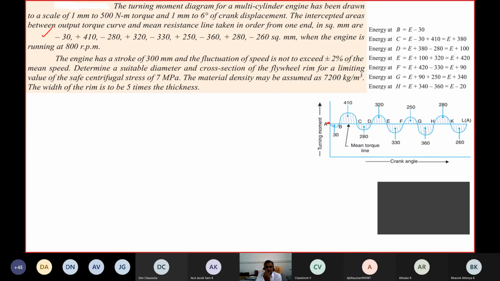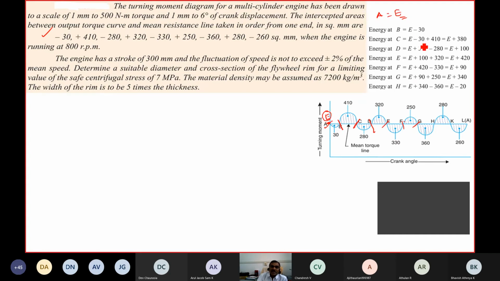What we have to do is calculate the energy at the salient points. What are the salient points? A is a salient point. Let us take the energy at this point as E. At B, some amount of energy is lost, because the required torque is more than the produced torque. Similarly, at another point, some amount of energy is added. So at each salient point, you find the energy. So the energy at point A is taken as E, just some value.